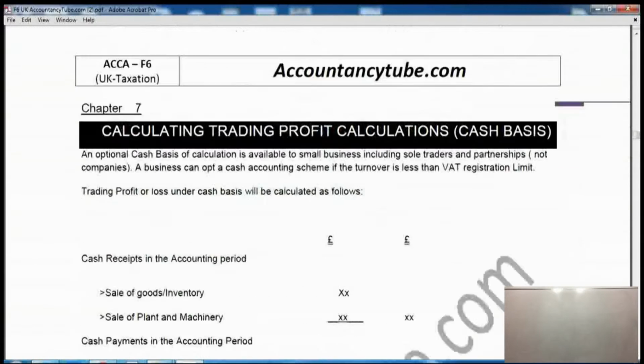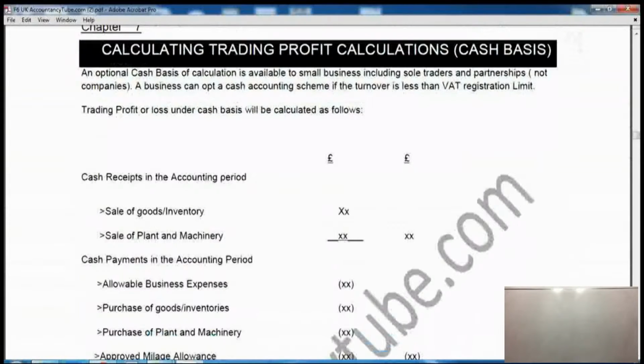Now if you move to next page, please, it says another thing, cash-based calculation. Next page, please, on page 23. Now this is the scheme which is introduced only for the small businesses. Small businesses, if they choose, if they want to, they can use the cash basis. Now if they use the cash basis, what is the way to calculate the trading profits as far as taxation is concerned?